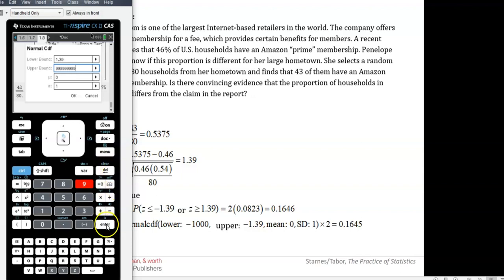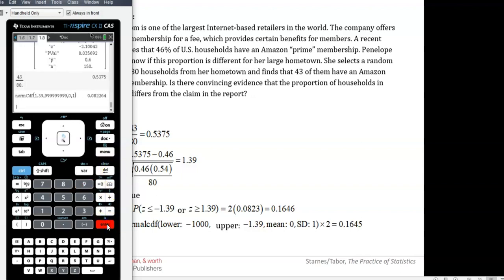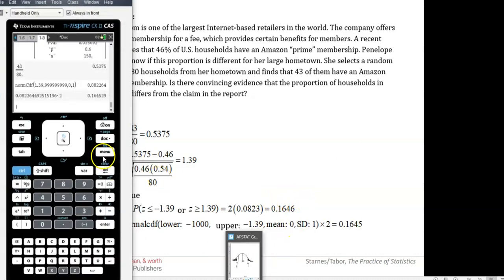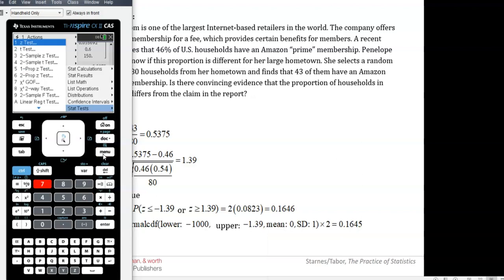Because it's z, we can leave those. You get that number, but that's not the answer. You have to multiply that by 2 because it's a two-sided test, so it should be 0.1646. That's the tough step to remember here: you've got to multiply it by 2. However, if you did this whole thing in the calculator, it'll do it for you and you won't make a mistake. It'll catch your mistake, in other words.